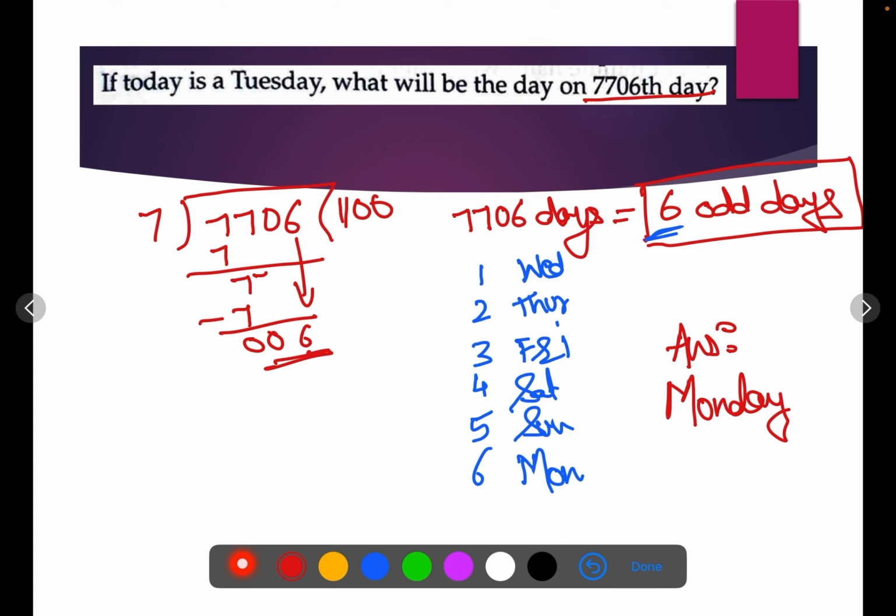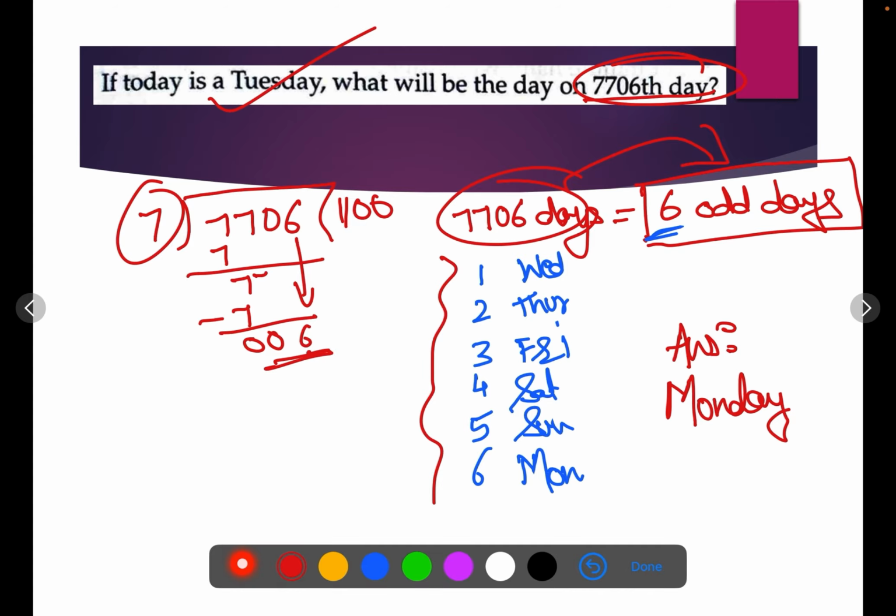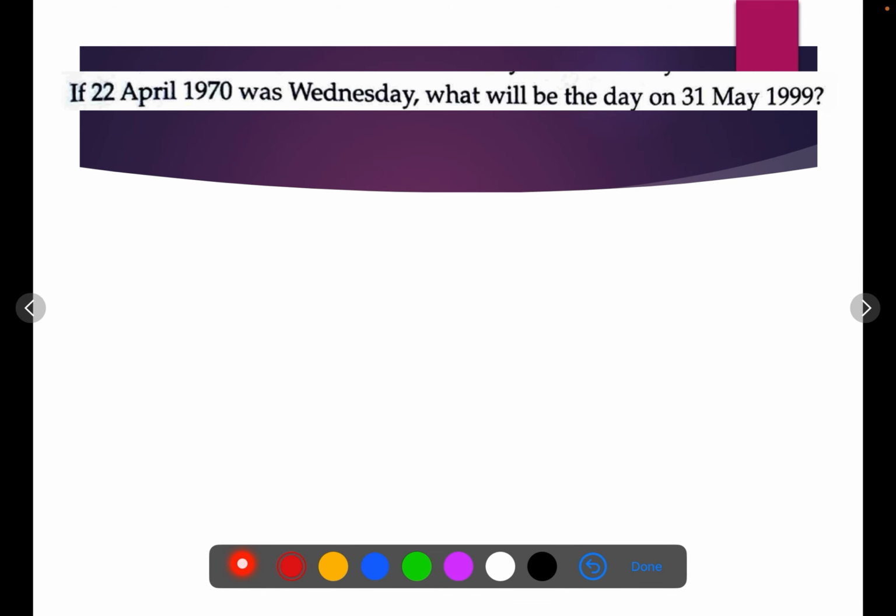So I hope the question is clear. Here year is not given, only the days are given. So for the days, I have to convert these days into odd days by dividing by 7. So find out the day after Tuesday. Let's proceed to the next.